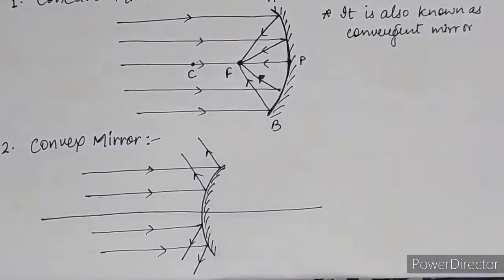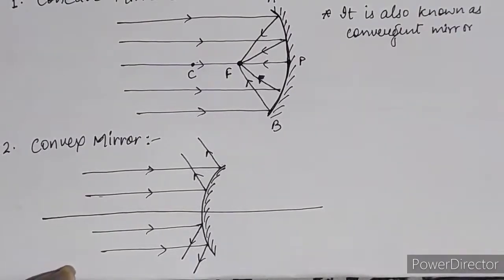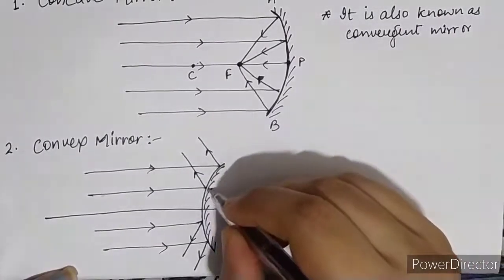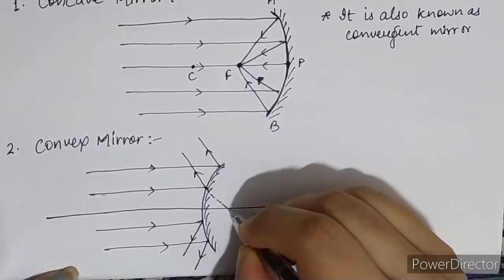So if they diverge, they will never meet at a particular point. If they will never meet, then they are not able to make any kind of image of an object. Then what we have to do is extend the reflected light ray in the backward direction. So this is the reflected light ray, and I am just extending it in the backward direction.